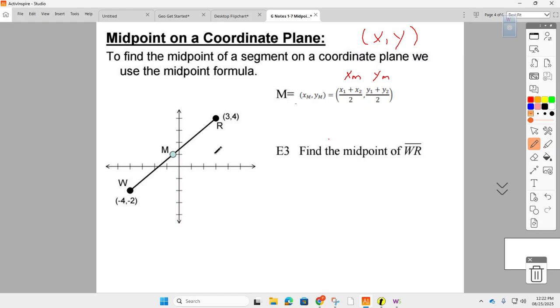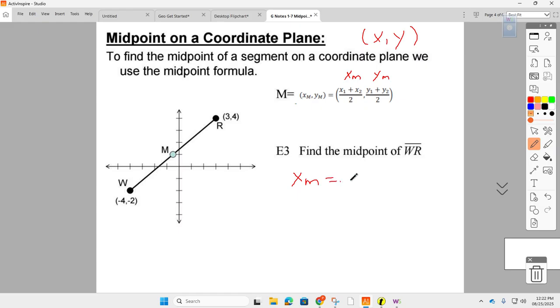So they have the midpoint marked, but you'll notice it's pretty close to these lines here, right? Maybe not exact, we're not sure. But we can find the exact midpoint since we know the endpoints using this formula. So to do that, we're going to find the x-coordinate first.